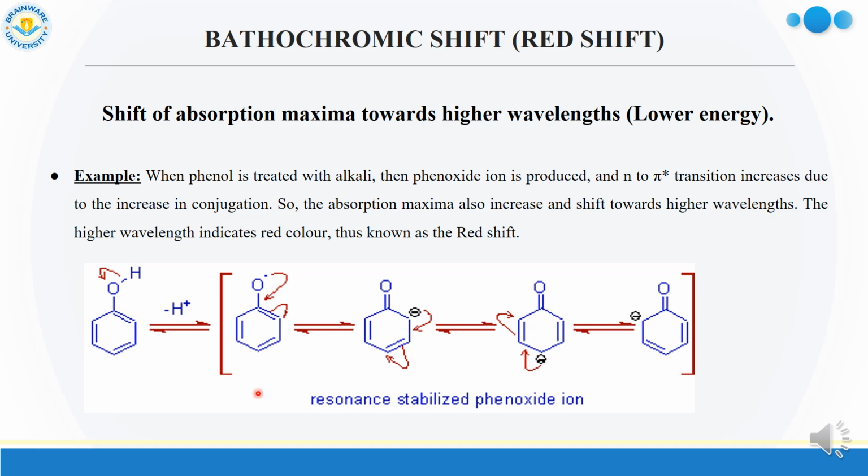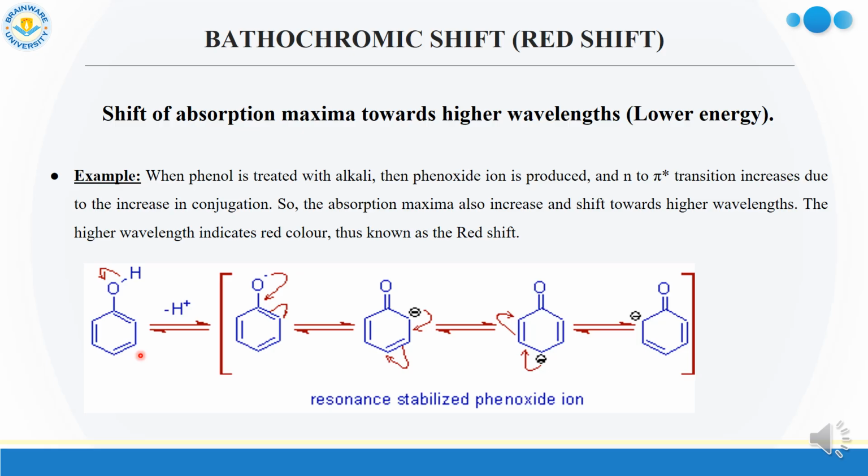Now, what is bathochromic shift? There may be two types of shift: bathochromic shift or red shift, and blue shift. So what is bathochromic shift or red shift? Shifting of absorption maxima towards higher wavelength or longer wavelength is known as bathochromic shift. As energy is inversely proportional to wavelength, higher wavelength means lower energy.